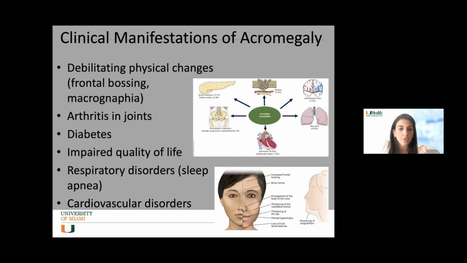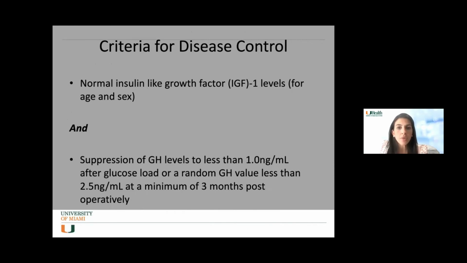What do we consider disease control? Essentially, you need to have a normal insulin-like growth factor 1 level for age and sex. And you also want to see suppression of growth hormone levels to less than 1 after a glucose load, or a random growth hormone value less than 2.5 at 3 months post-op, right? So you're going to check that in a delayed fashion.